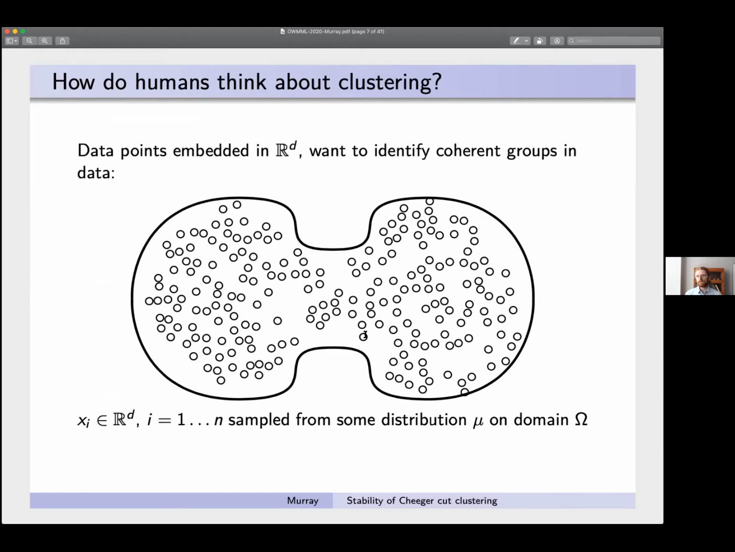Now, what we're going to assume throughout this talk is that the data points that we're observing are in fact sampled from some underlying distribution in R^d. So I'm assuming that I have some nice underlying distribution mu that is supported on a domain omega, and that the data points that I've observed are in fact sampled from that underlying distribution. Now, this is definitely a modeling assumption, and it will not hold in every situation you can think of, but it doesn't seem unreasonable that something like this should hold in at least many settings.